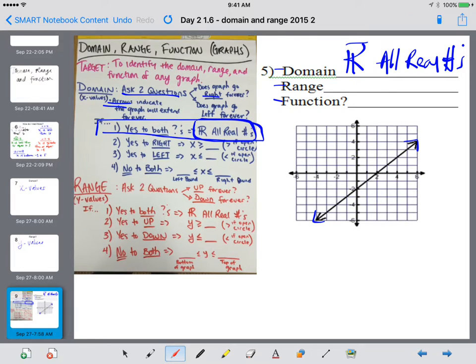When we go to the range, we're looking for the y values. So we ask ourselves two different questions. Does it go up forever, and does it go down forever? Well, this arrow is going to continue to go up, and this arrow is going to continue to go down. So we would say yes to both, in which my answer is just the same as the domain. It would be this fancy R, which stands for all real numbers.